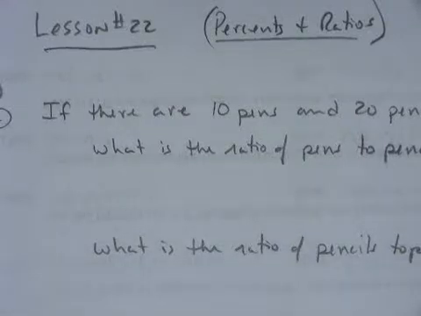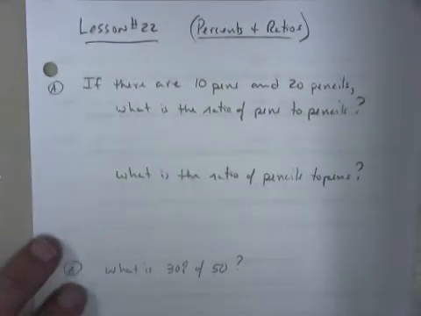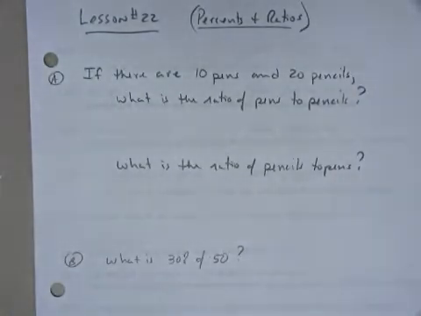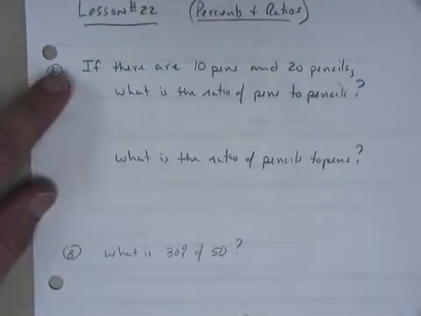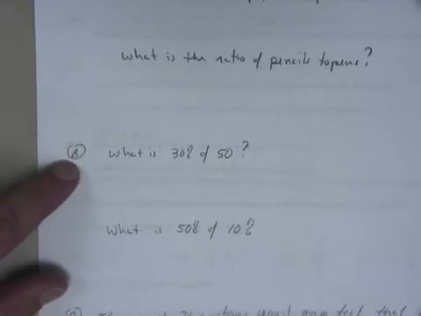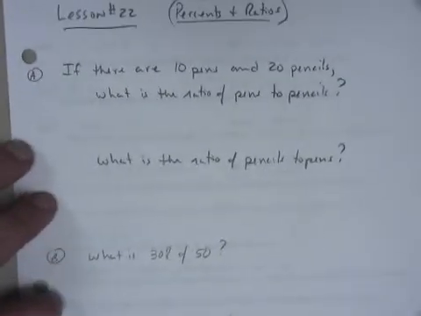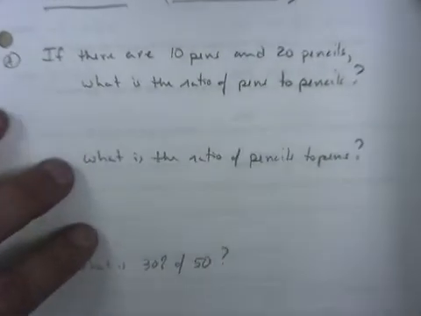All right, lesson number 22. This is percents and ratios. We're actually going to start off with ratios and then move on to percents. I've got three types of problems I want you to understand. The first one's right here, this is A. The second one right here is B. And the third one is C right here. Okay, so let's go back up to the first one and see if we can do it. Let me focus in on it.